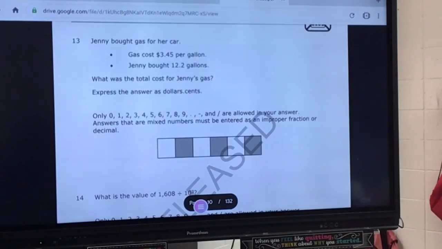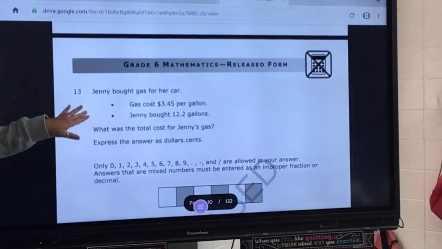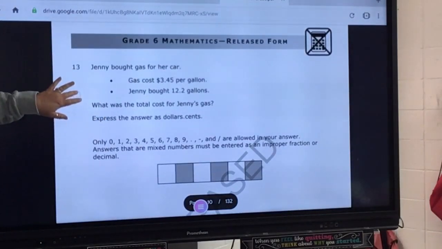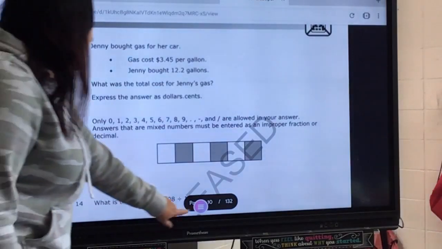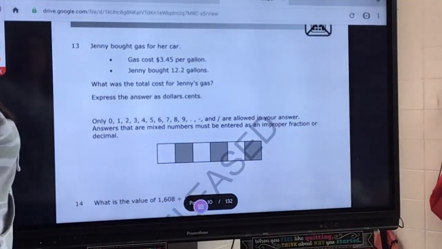Alright, so in number 13, this one's going to be a little bit harder because what do we not have to use to help us with our answer? Zoe? Multiple choice. Right, we don't have multiple choice. So now we hope we get the answer right, but we don't know if it's going to be right. Alright, so let's go ahead and annotate this one.